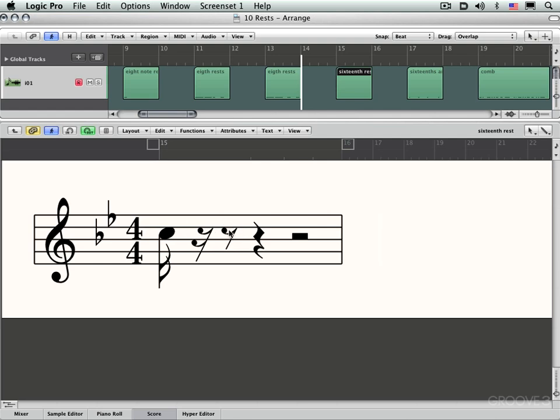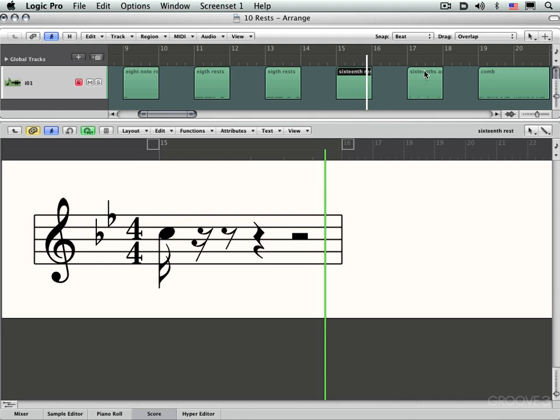1 E and a, 2, and then 3, 4. So if I play this, it'll just sound like a very staccato note. 1 E and a, 2 E and a, 3 E and a, 4 E and a. So 16th note rest, double flourish on this stem.